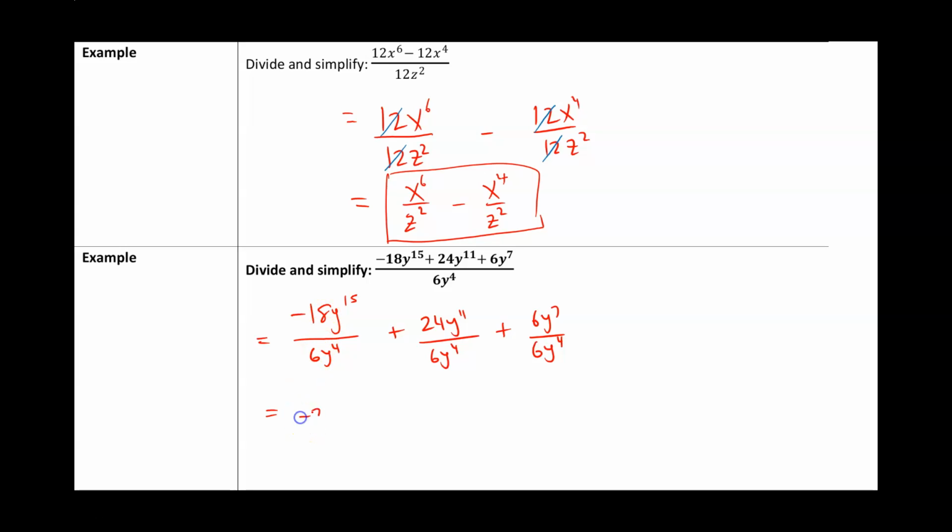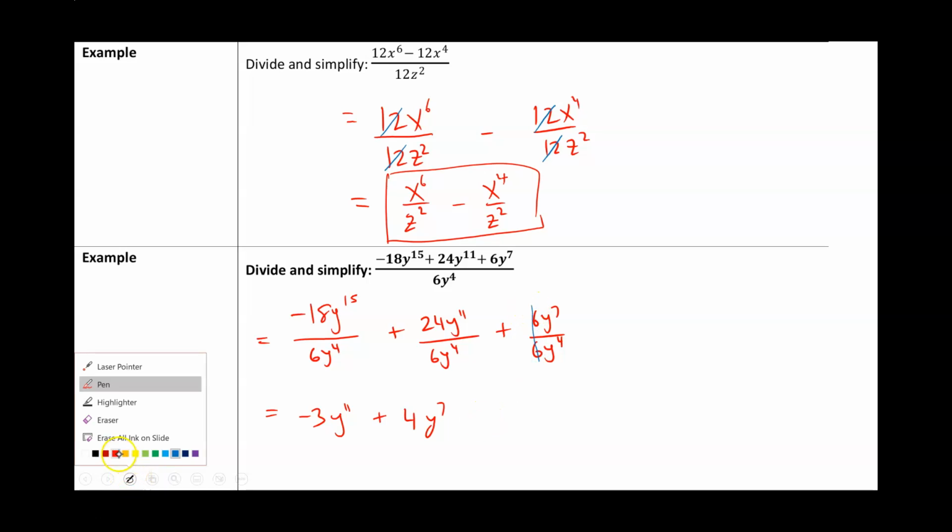Negative 18 divided by 6 is negative 3. With the y's, 15 minus 4 is y to the 11th. 24 divided by 6 is 4. 11 minus 4 is y to the 7th. Now finally, I have a 6 divided by 6. Crosses out, this gives you a 1.